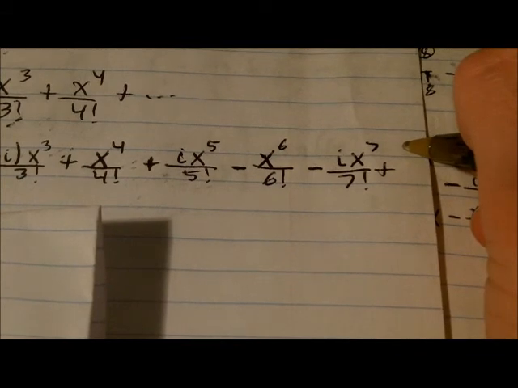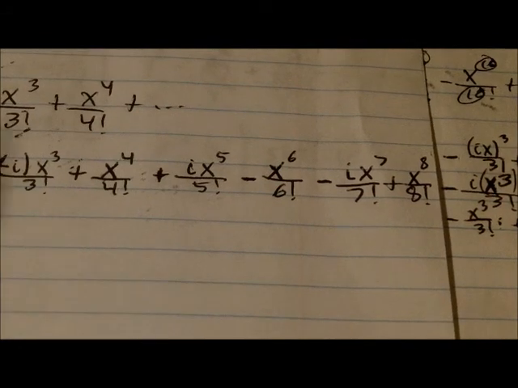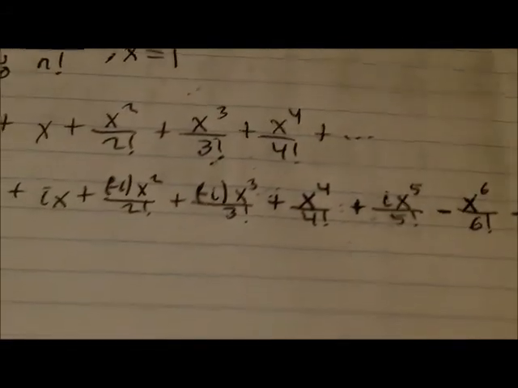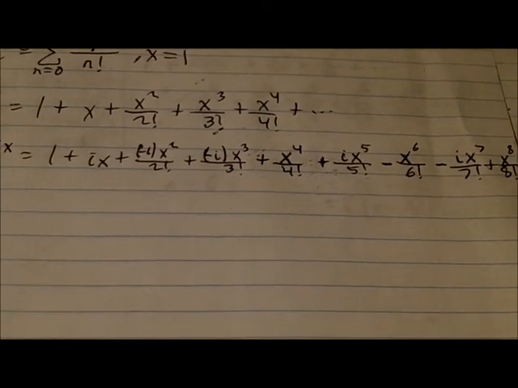And for x to the 8th, well, i to the 8th power, that's just 1, because 8 is a multiple of 4. So then we get x to the 8th over 8 factorial, and of course, it goes on forever, it's an infinite sum. But this is a proper number of terms for us to understand what this simplifies down to.